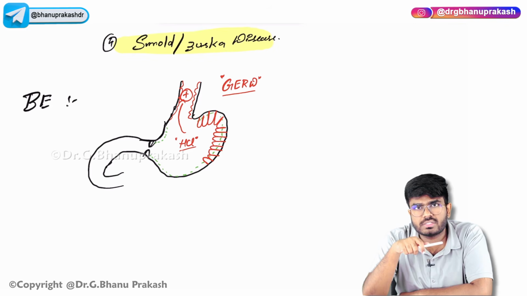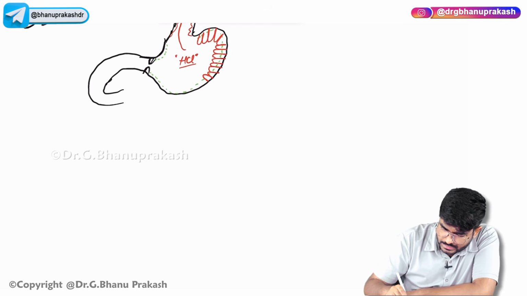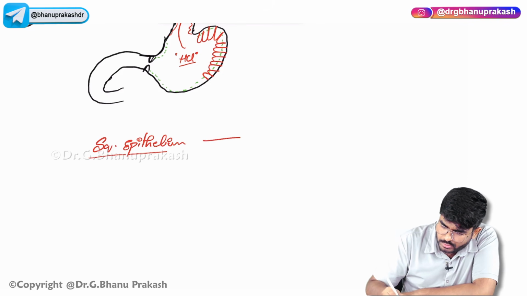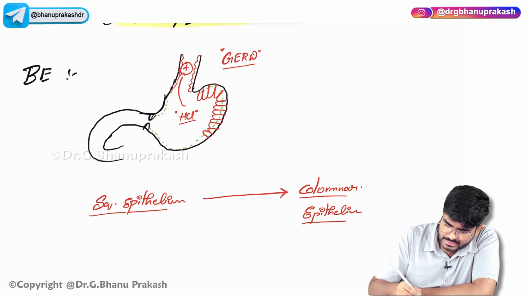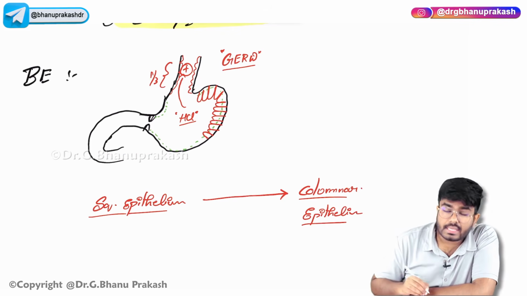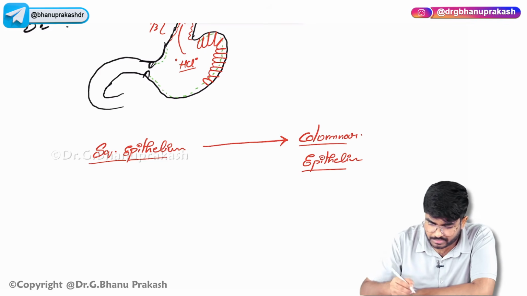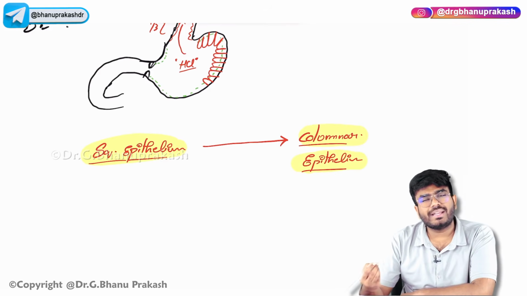So now, do you know what your esophagus is going to do? Your esophagus is going to convert the squamous epithelium into columnar epithelium. In the lower one third of the esophagus, the squamous epithelium that is there is going to be converted into a different type of epithelium. One type of cell is getting converted into another type of cell, which is an example of metaplasia.